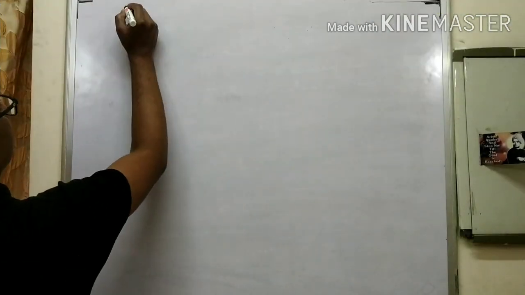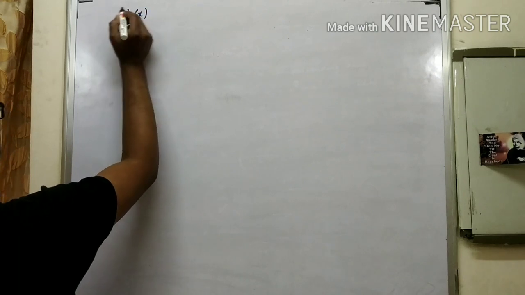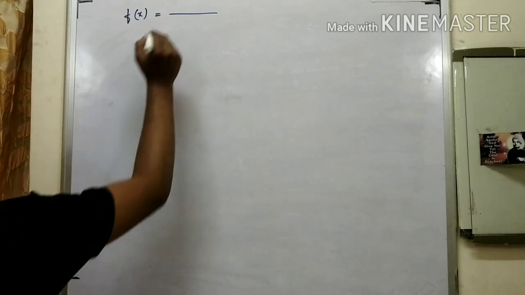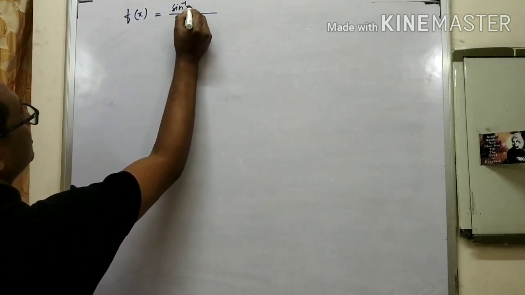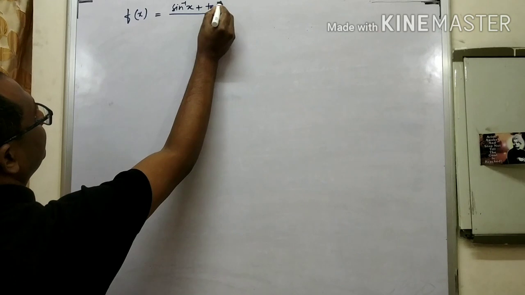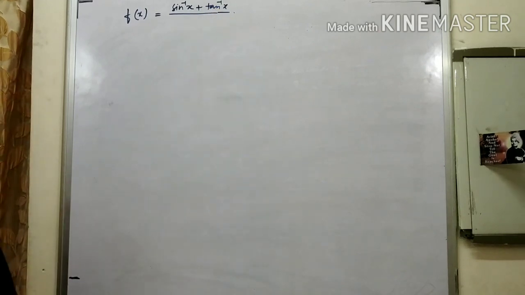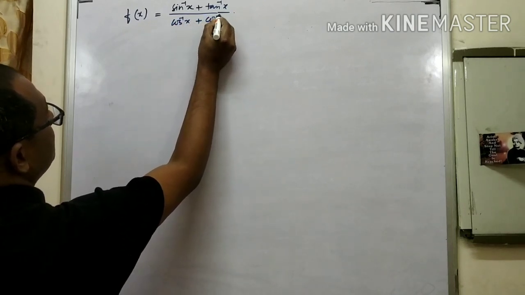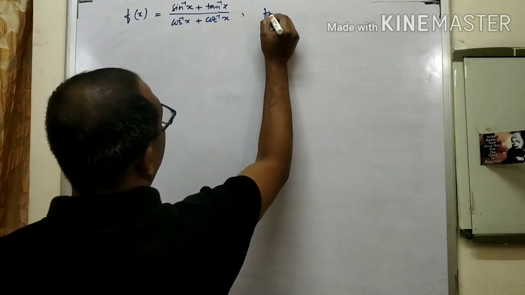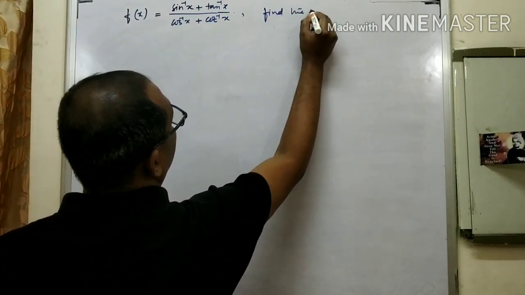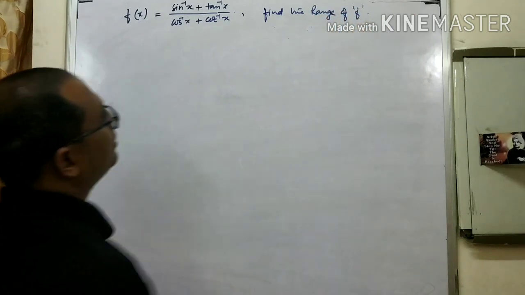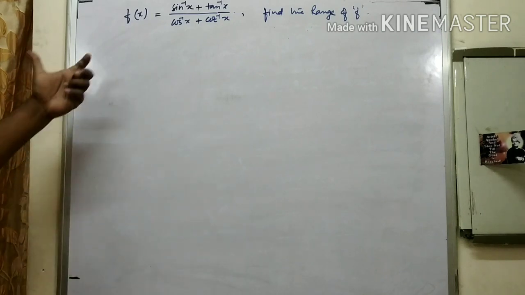The next question is, if f(x) equals (sin inverse of x plus tan inverse of x) by (cos inverse of x plus cot inverse of x), find the range of f. To get the range of f, the function is given this.